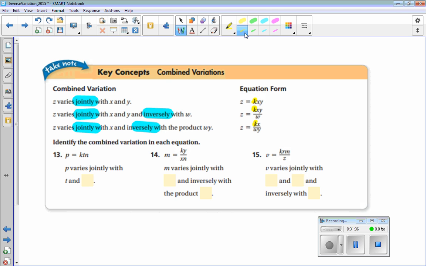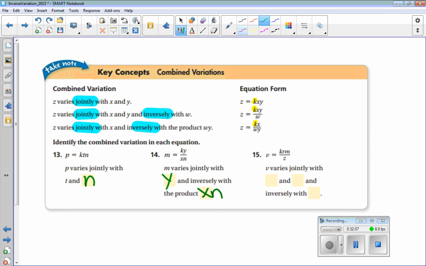Okay? So let's look at these next three right here and just kind of fill in the letters. This equation, P equals Km. P varies jointly with T and, I think that's an N, right? T and N. Over here, M varies jointly with which variable? Y. And inversely with the product Xn.